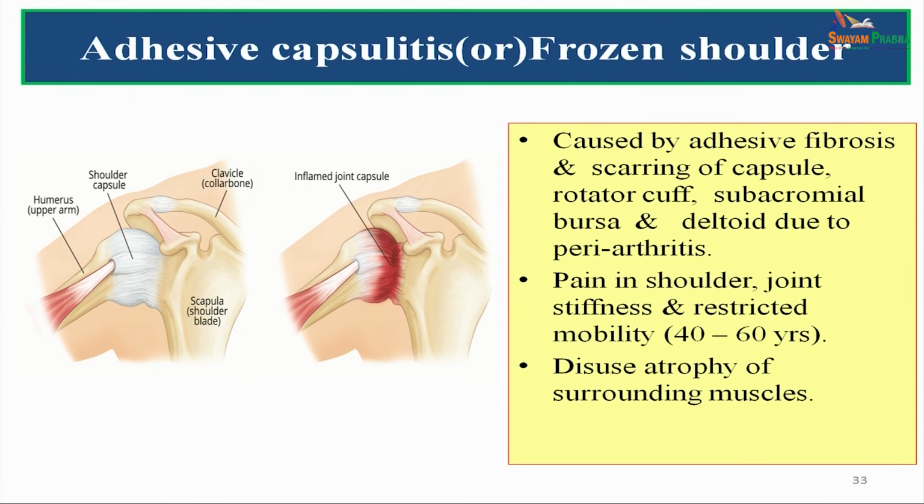Because of pain, the patient does not move the shoulder joint. So, there is restricted mobility as well, commonly occurring in the age group between 40 to 60 years. Due to excessive pain in the shoulder and restricted mobility, there is disuse atrophy of the surrounding muscles in the shoulder region. So, that is the inflamed joint capsule.